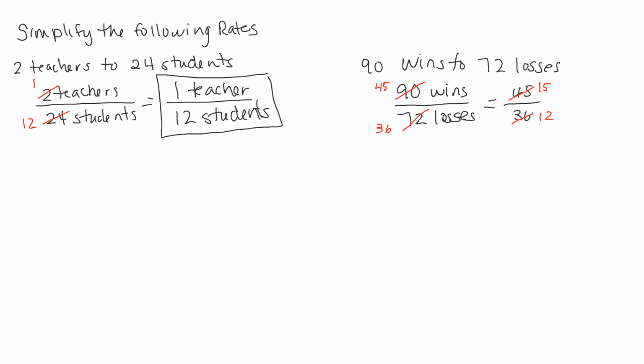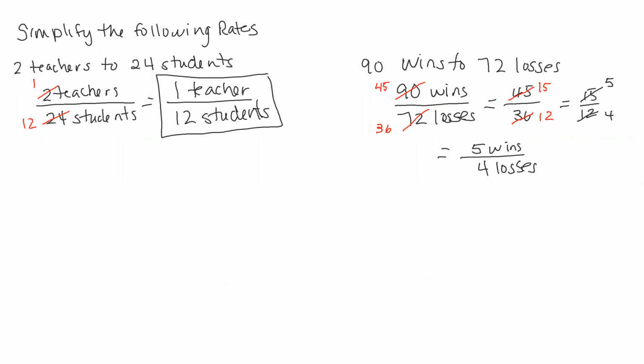So we have 15 to 12. They're divisible by 3 again. 3 goes into 15 5 times. 3 goes into 12 4 times. And our final answer would be 5 wins for every 4 losses.